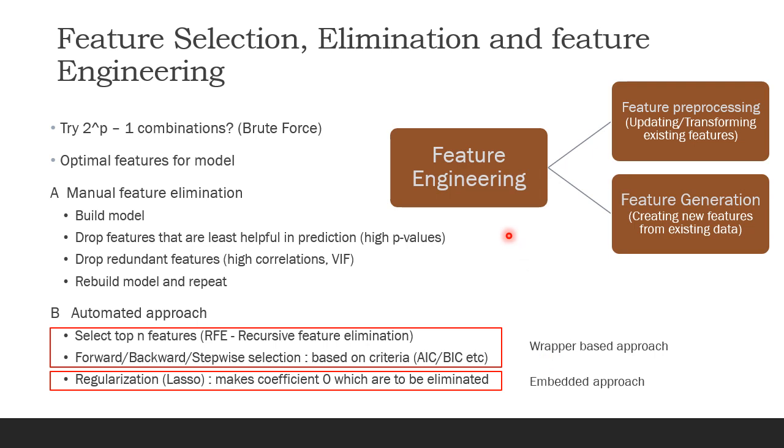Now feature engineering, the term can be split into two: feature pre-processing, which involves updating or transforming the existing features, and feature generation, which is the creation of new features from existing data. This is the per se definition of feature engineering.